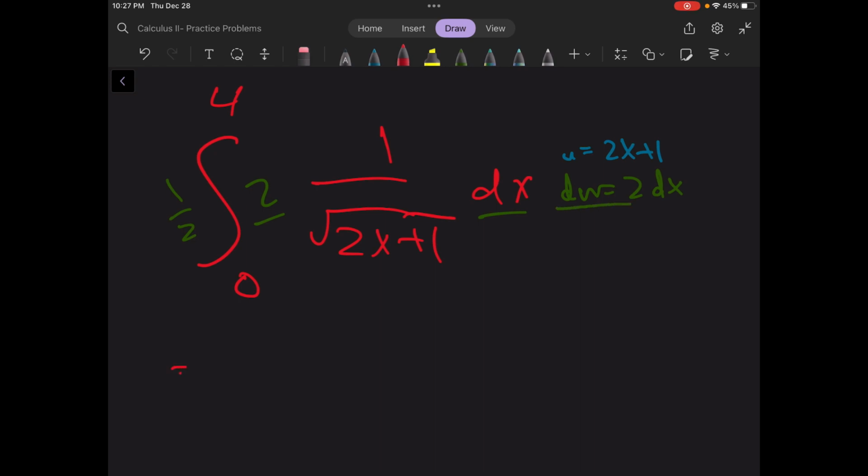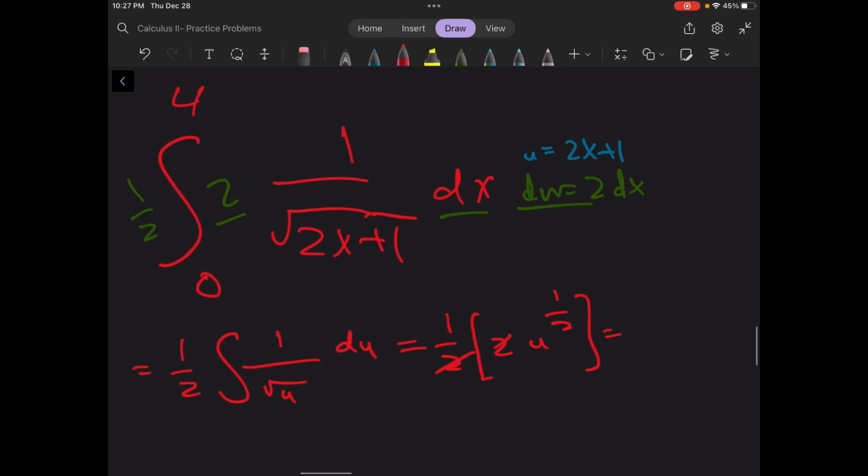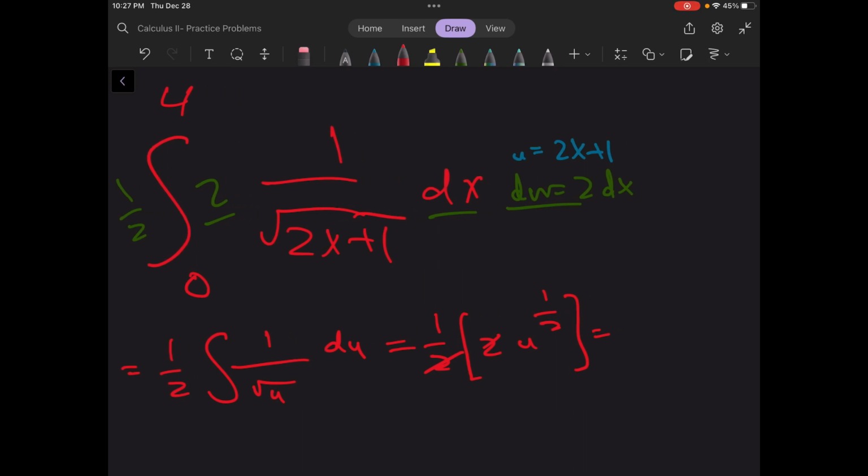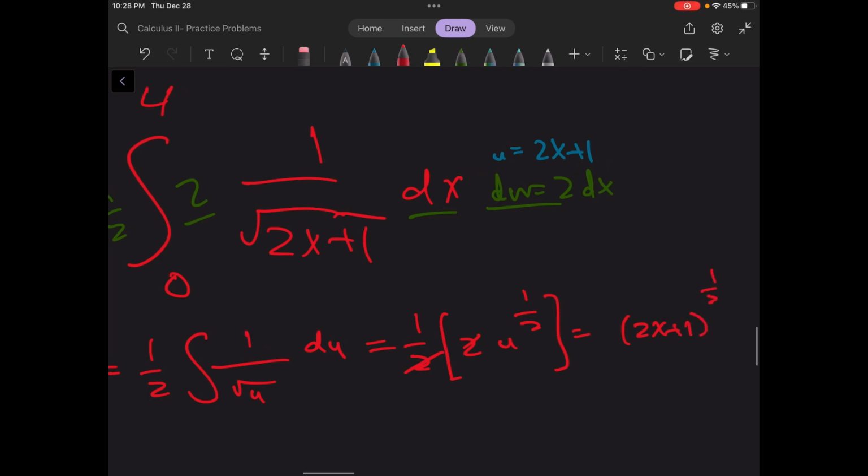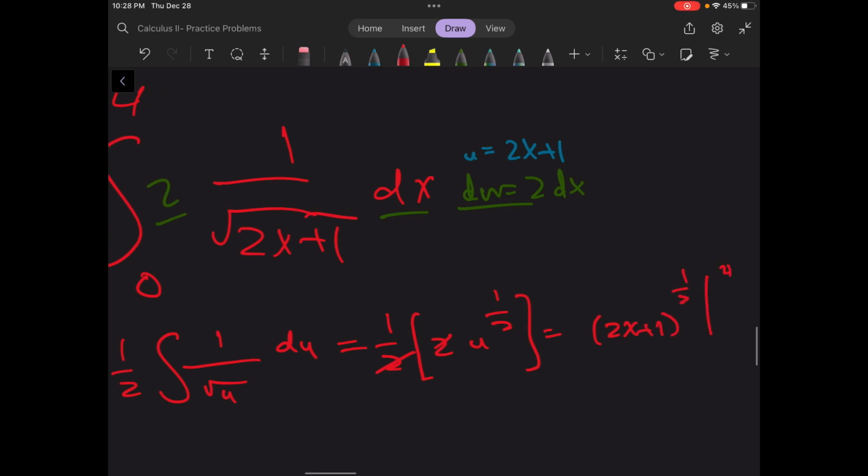So let's rewrite this as the integral of 1/2 times 1 over the square root of u du. This is just an easy power rule, and we did it a few times already. 2u to the 1/2. The 2 cancels with the 1/2, and we should evaluate this at 4 and 0. But before we do that, we have to plug back in our u. So it's equal to 2x plus 1 to the 1/2 power, evaluated at 4 and 0.